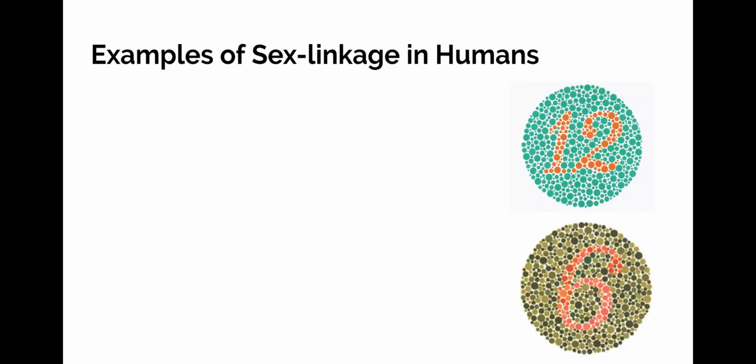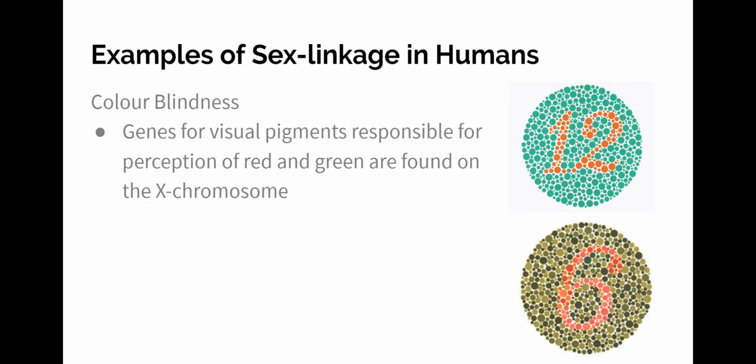I want to just cover a couple examples of sex linkage in humans that you may have heard of. The first one is color blindness. We know that color blindness happens because the cones in our eyes don't work properly, but what you may not have known is that this is actually located on the X chromosome. So when you inherit it, you inherit the X chromosome with a functioning pair of cones, or it could be faulty.